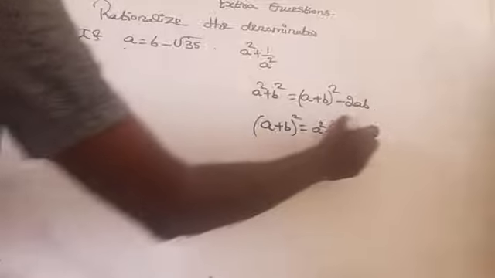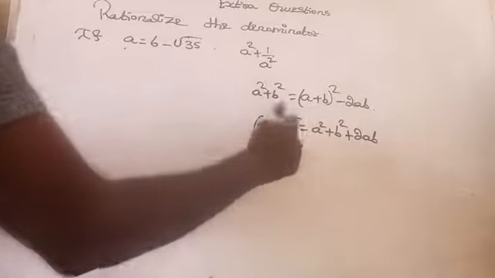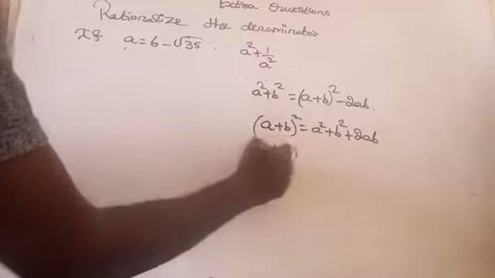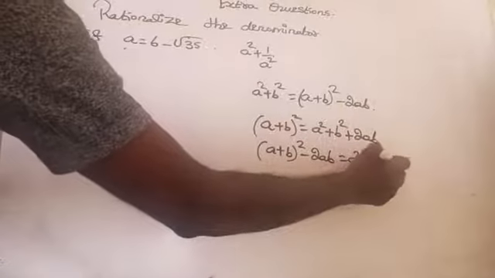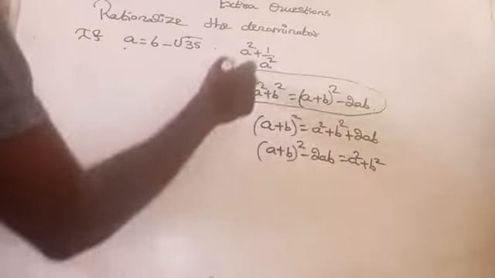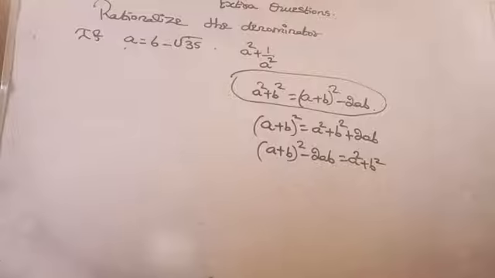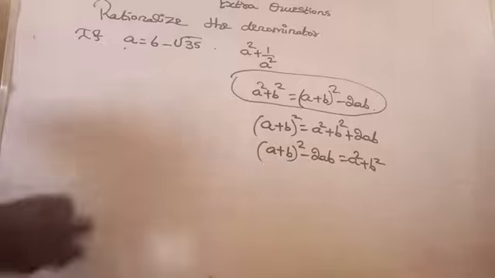Here what we need? A square plus b square we need. So bring this term. That is a plus b the whole square, minus 2ab, is equal to a square plus b square. That's what a square plus b square can be written as: a plus b the whole square minus 2ab.